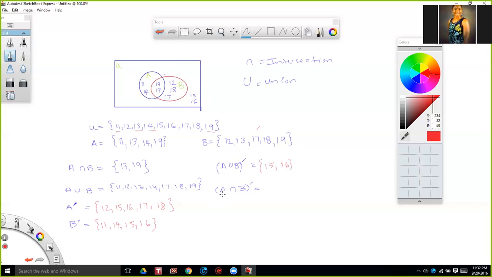And the same thing with the intersection. The intersection of A and B is here. We want everything but the intersection. So that would include 11, 12, 14, 15, 16, 17, and 18. Just want to make sure we got everything.